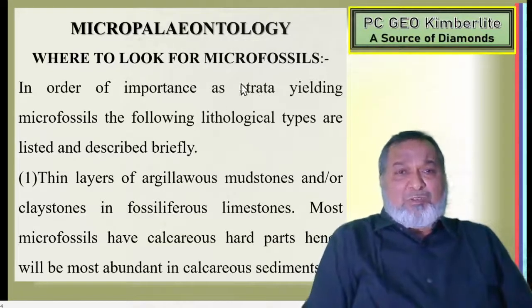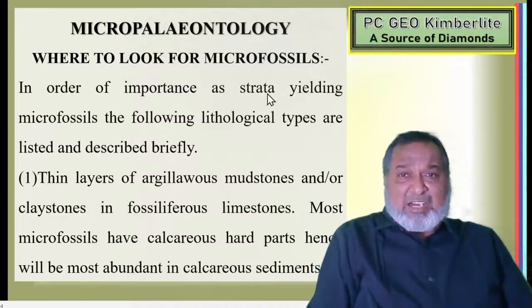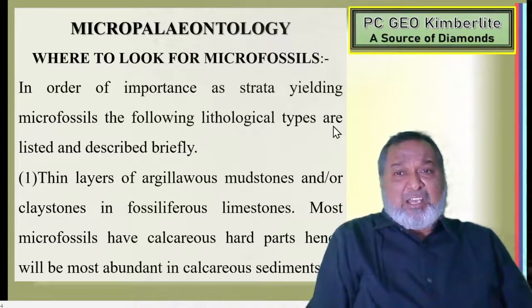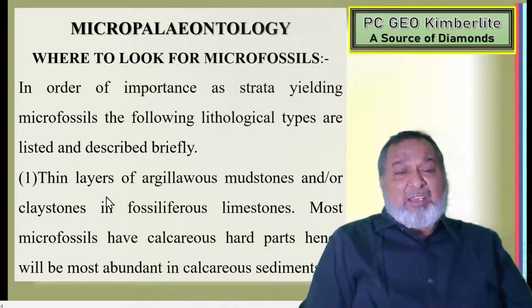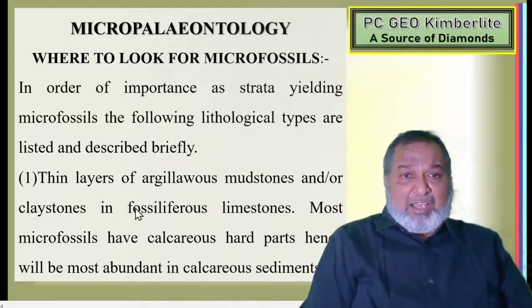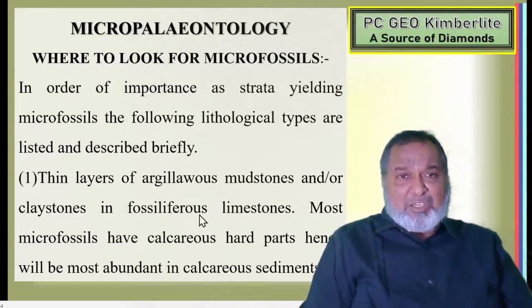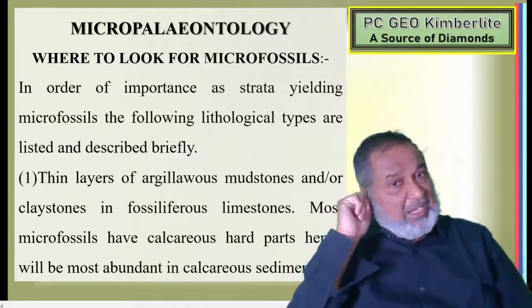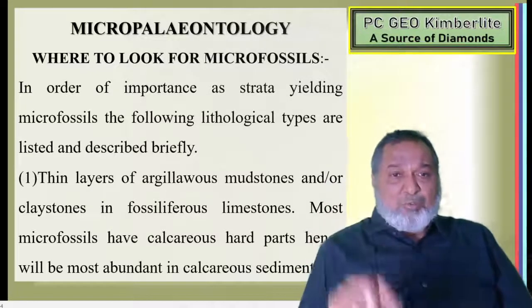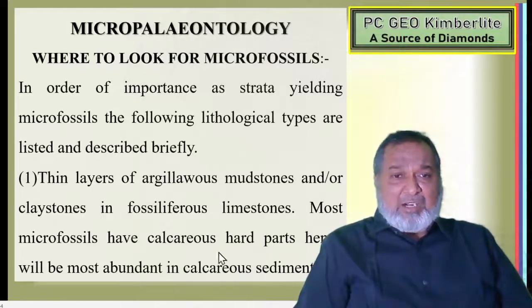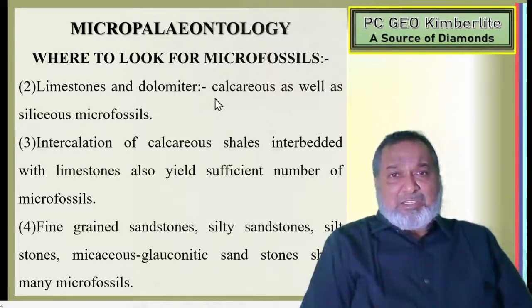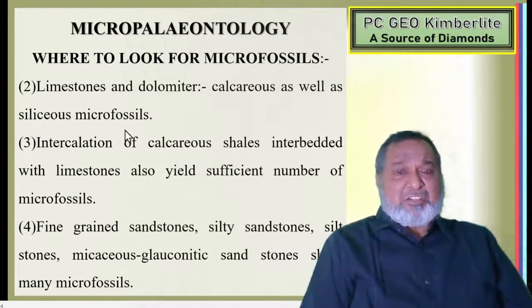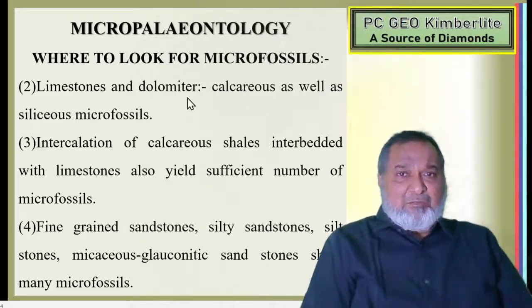And where you have to look for the fossils: in order of importance as strata yielding microfossils, the following lithological types are listed and described briefly. The first one is thin layers of argillaceous mudstone and claystone in fossiliferous limestone. Most fossils have calcareous hard parts, hence they will be most abundant in calcareous sediments. In limestone and dolomite, you will get calcareous as well as siliceous microfossils.